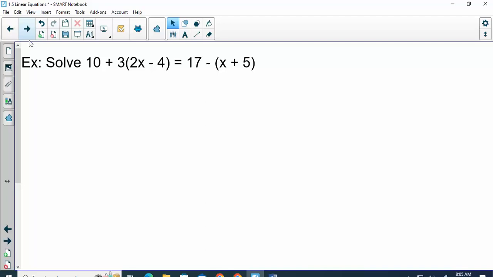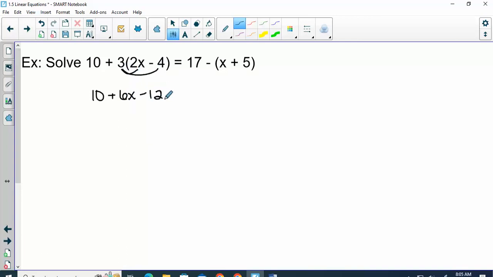If I asked you to solve this equation, what would we do first? Distribute the 3. So 10 plus 6x minus 12. What am I distributing on this one? 17 minus x minus 5. Okay, let's combine like terms. So over here, 10 minus 12, so that's negative 2 plus 6x. Over here, 17 minus 5, 12 minus x.